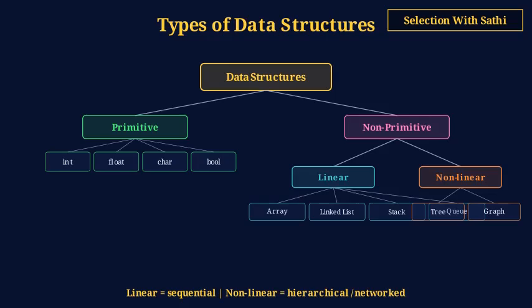There's another important classification: static versus dynamic. Arrays are static because their size is fixed at creation time. Linked lists are dynamic because they can grow and shrink at runtime. When should you use which? If you need fast random access by index, use an array. If you need frequent insertions and deletions, a linked list is better.